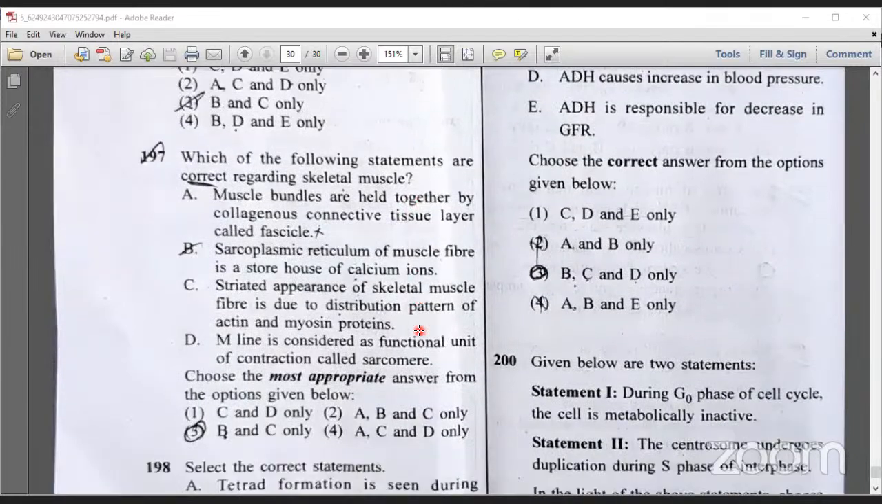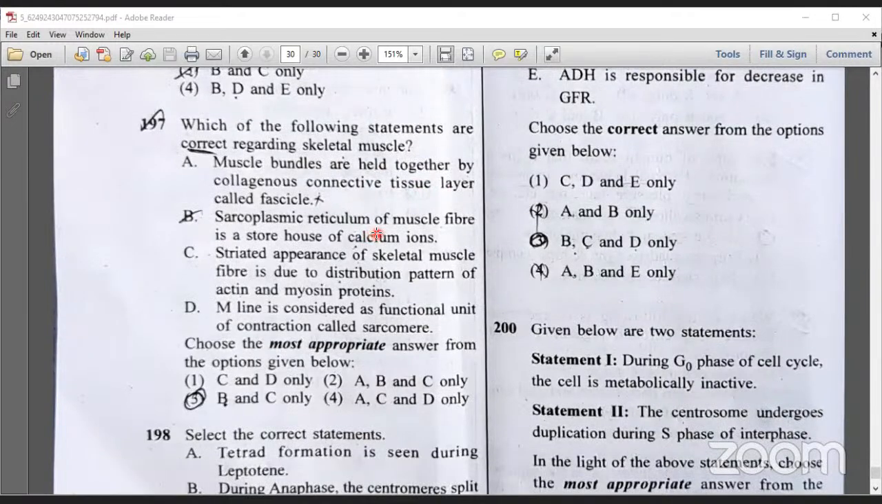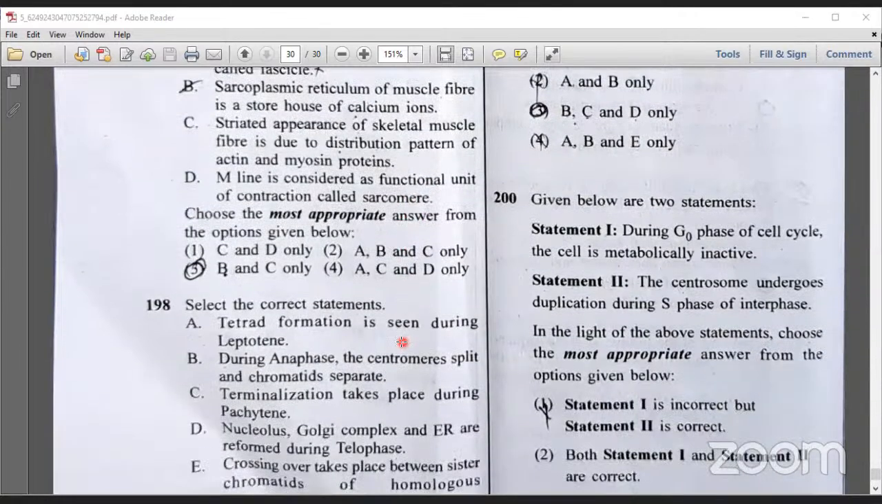And 197. We are supposed to identify the correct statement regarding the skeletal muscles. Muscle bundles are held together by a collagenous connective tissue layer called fascia, not fascicle. Sarcoplasmic reticulum is the storehouse of calcium ions. Yes, that is right. Striated appearance is because of the actin and myosin distribution. That is right. M line is considered as a functional unit? Not the M line, it is the Z line. So B and C were the right statements.